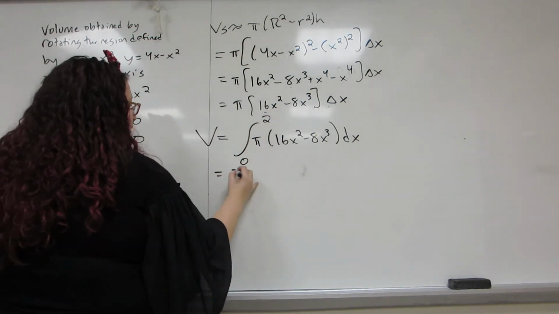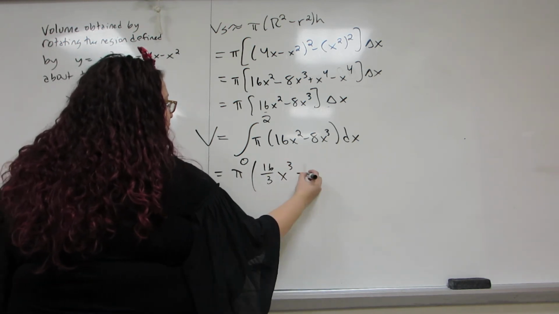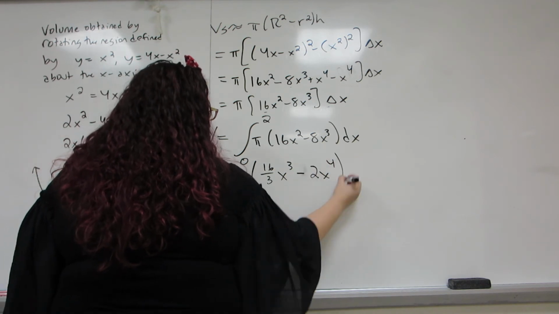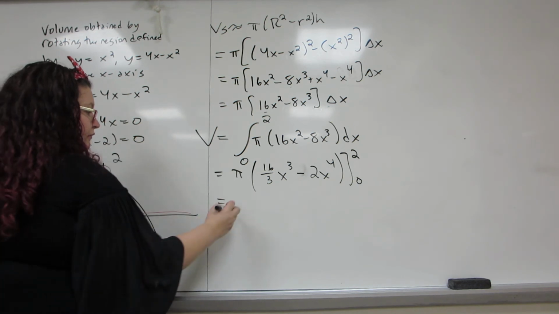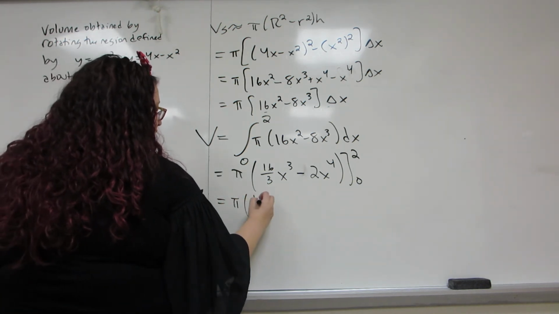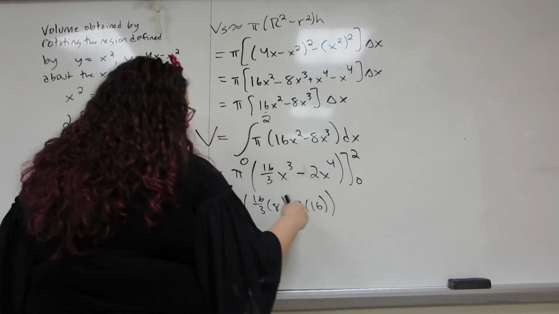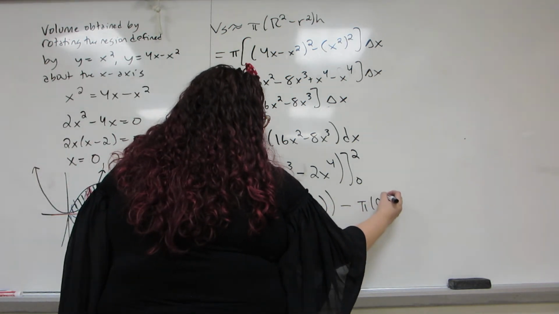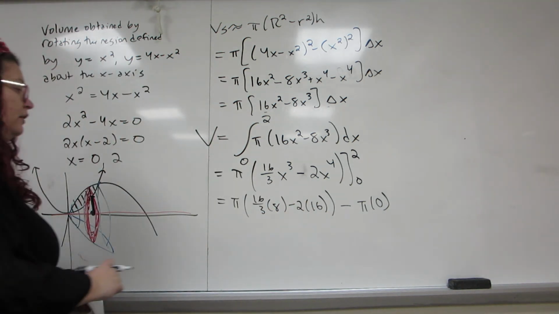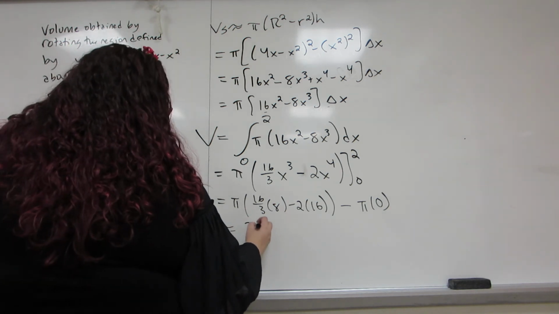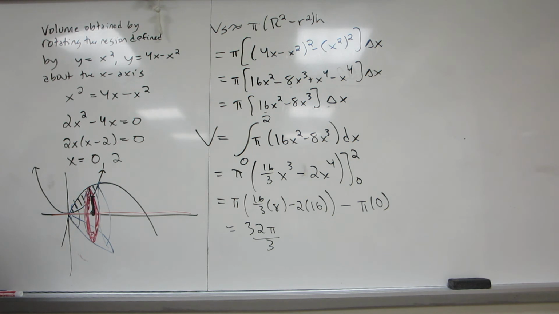Now I'm going to take an antiderivative. I get 16 thirds x cubed minus 2x to the fourth, evaluated from 0 to 2, and of course with a pi still in front. 16 thirds times 8 minus 2 times 16. And of course the last term is just a giant pi times 0 because I'm plugging 0 into everything. When I add these all up, I get 32 pi over 3 for the volume of my solid of revolution.